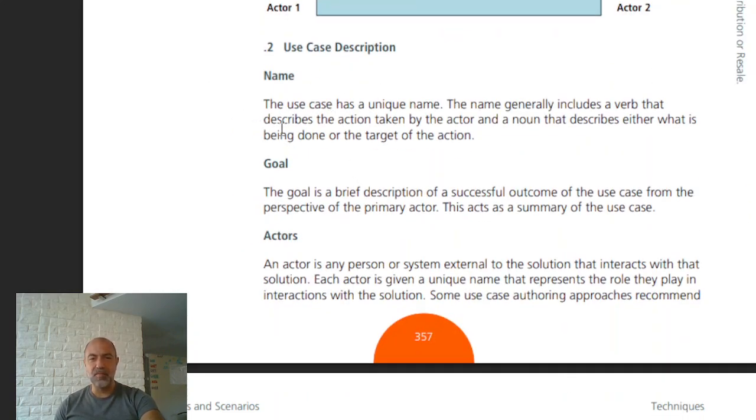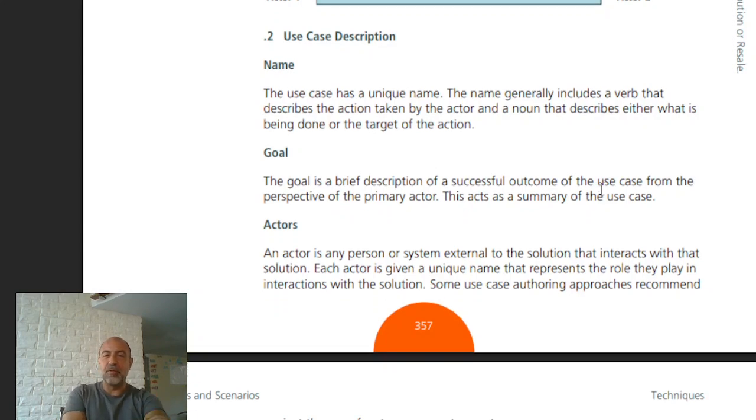We describe it with the name. Every use case has a unique name. The name generally includes a verb that describes the action taken by the actor. It's one of those like, supply, logistic, delivery, support, system, X, I don't know, right? Like you give every single thing in the title. The name generally includes a verb that describes the action taken by the actor, and a noun that describes what is being done or the target of the action.